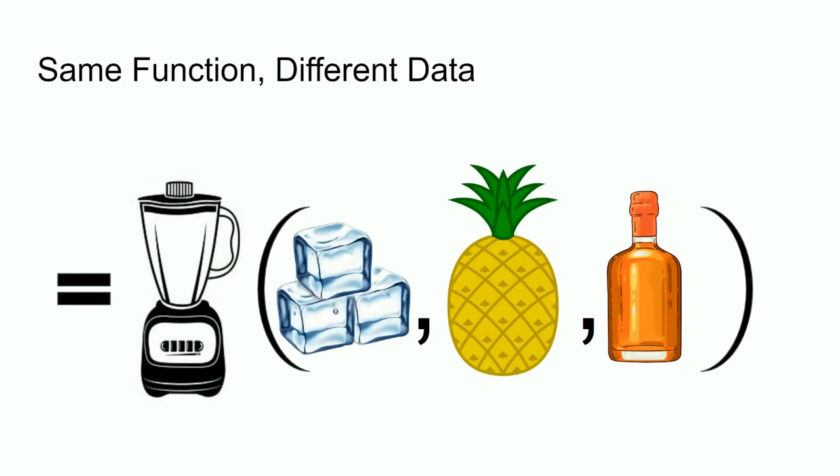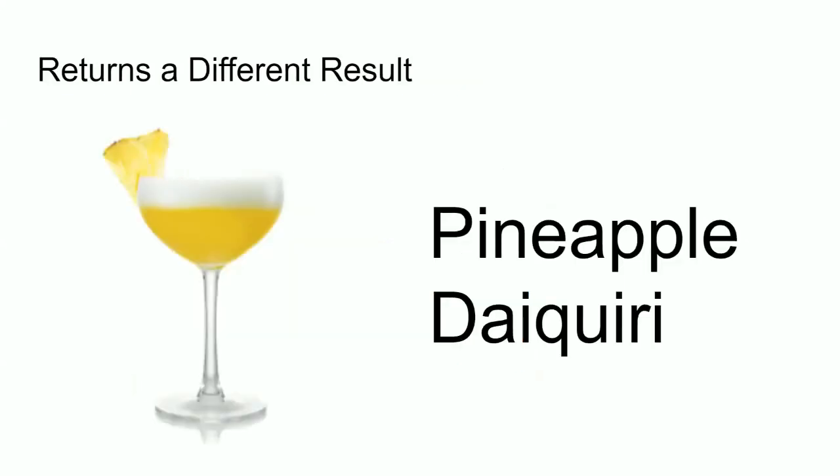Okay, now let's look at something slightly different. We're going to take the same function. We're even going to take the same number of arguments, but we're going to put in different data. So if we put in ice, pineapple, and some booze, we do not get back tomato sauce. This isn't broken. There's nothing wrong with this. This works, but it doesn't return what we want. Instead, it returns a daiquiri, right? Different thing, not necessarily what we want for making a pizza, though technically it's not broken.